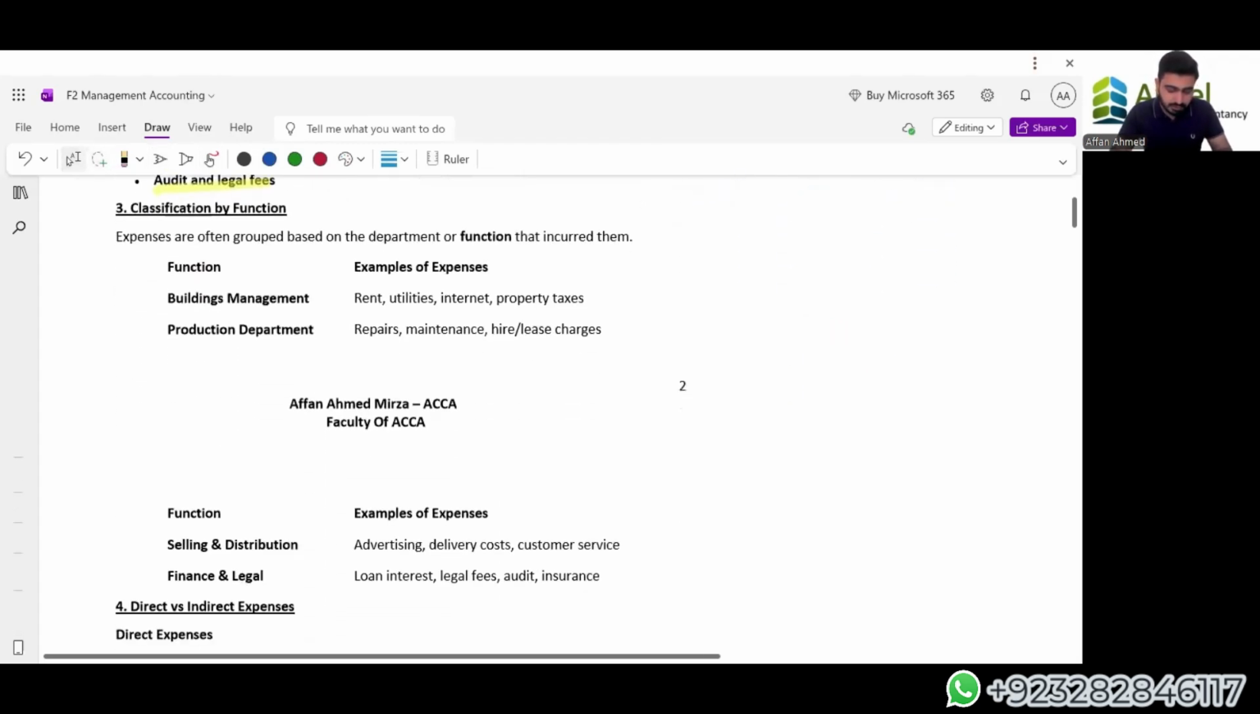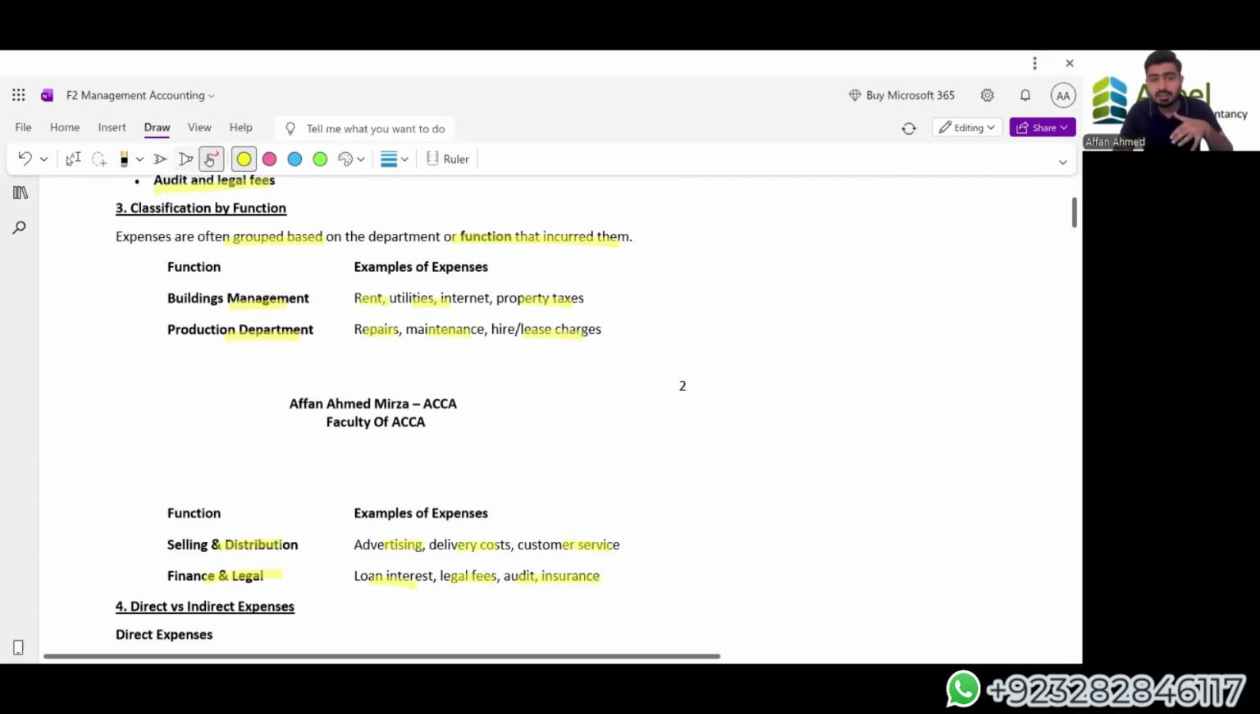Now, classification by action. Classification by action means that first of all, we have to see which of the particular expenses relate to which of the departments. So expenses are often grouped based on the department or function that they are incurred on. Building management has rent, utilities, property taxes. Production department has repair, maintenance, hire leases. Selling department has advertising, delivery, customer service. Finance and legal have loan interest, legal fees, audit and insurances.